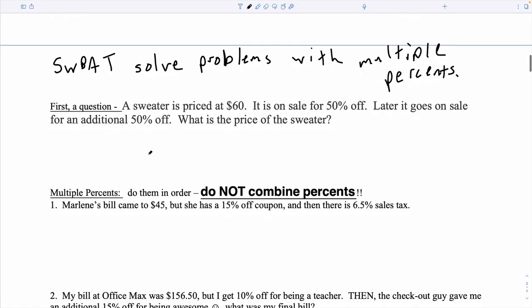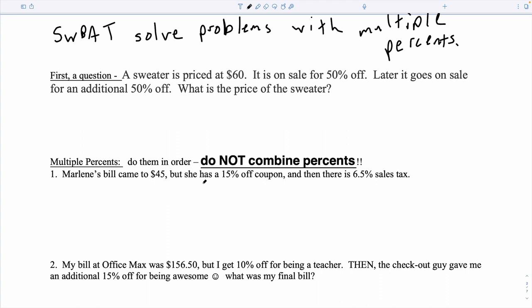Here's your big idea for today. When you have multiple percents, you're not going to combine the percents like 50 and 50. You're going to do them in order. So let's do the sweater and show what that would look like. The first thing I'm doing is 50% off. This is a markdown. So I'm going to take 60 and multiply it by 100 minus 50, or 0.5.